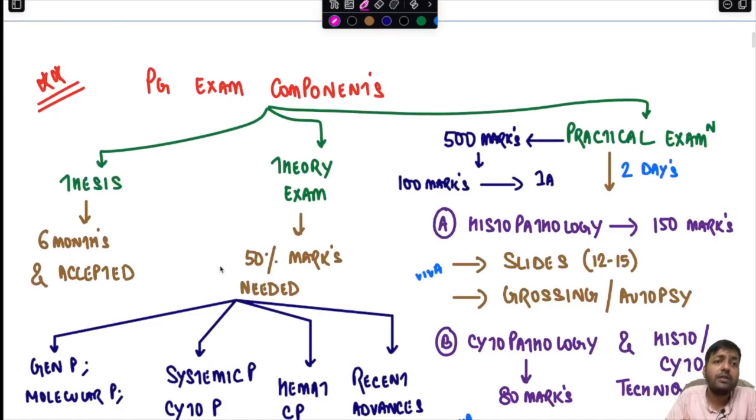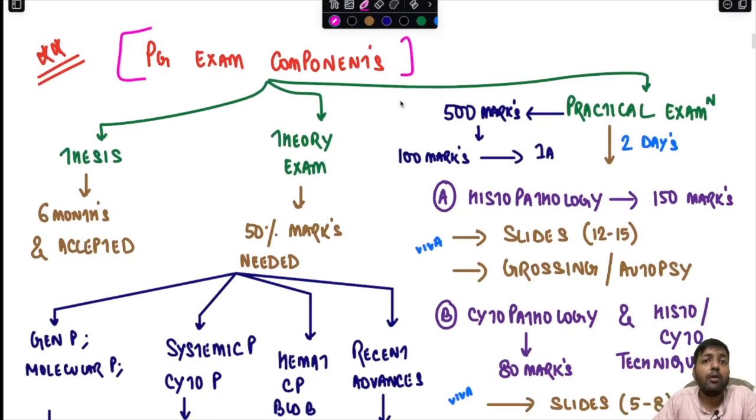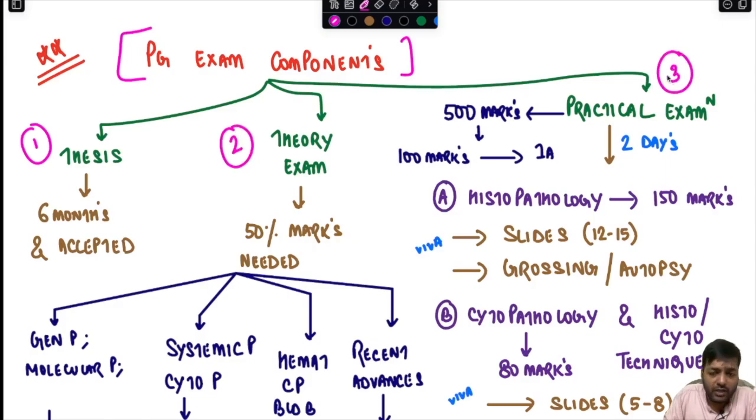The first and the most important component that we will discuss right now is the postgraduate exam component, or the PG exam component. So there are three important components of a postgraduate exam. Okay, what are these components? One is the thesis, second is the theory, third is the practical examination.